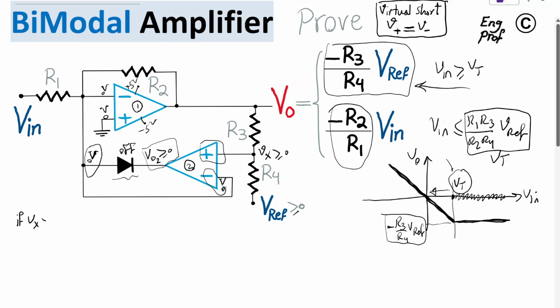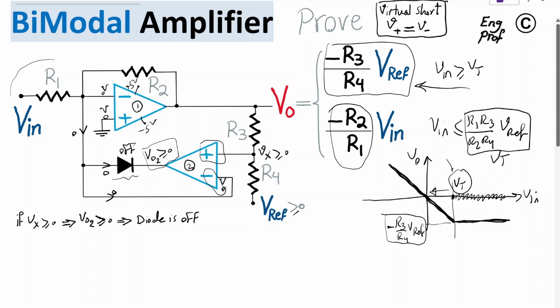If Vx is greater than or equal to 0, then Vout of op-amp number 2 is greater than or equal to 0. As a result, the diode is off. When the diode is off, it means no current flows through the diode. Also, we know that no current flows toward the input terminal of an ideal op-amp that has infinite input impedance practically. So there is no current flowing to the diode, there is no current flowing to op-amp 2, therefore there is no current going downward.